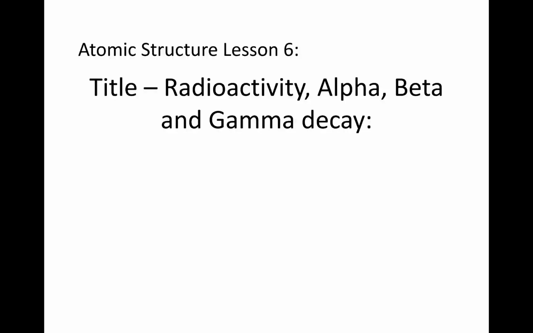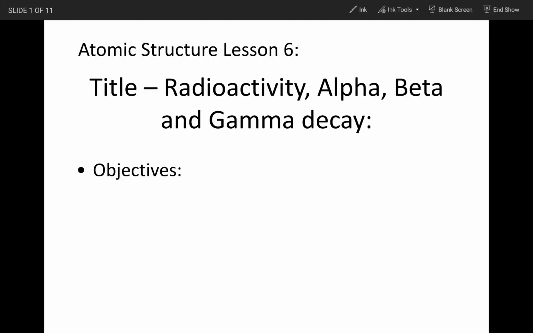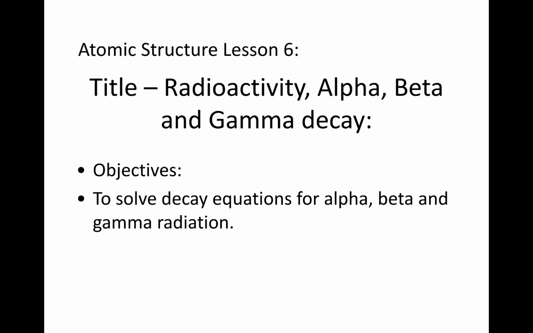This is Atomic Structure Lesson 6, and the title is Radioactivity, Alpha, Beta, and Gamma Decay. The objective is to solve decay equations for alpha, beta, and gamma radiation. Remember, at any point, if you wish to make any notes, please pause.